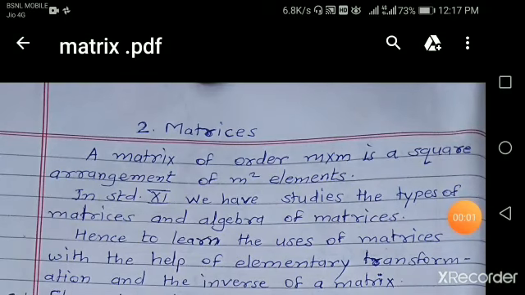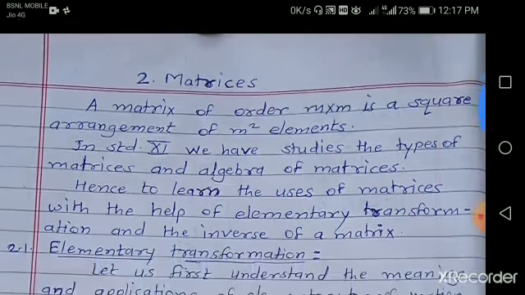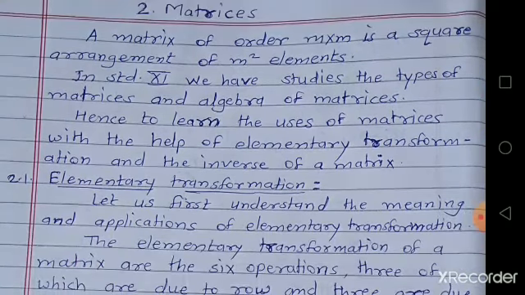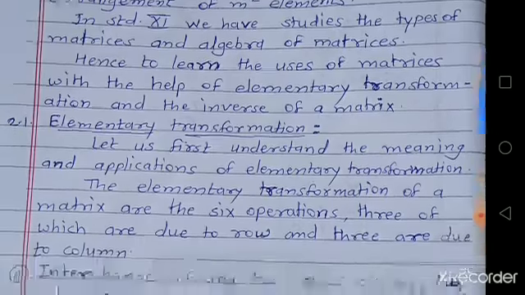We have studied matrices in mathematics, paper two. A matrix of order m cross n is a rectangular arrangement of m times n elements. In standard 11th, we have studied the types of matrices and algebra of matrices. Hence, we now learn the use of matrices with the help of elementary transformation and the inverse of a matrix.